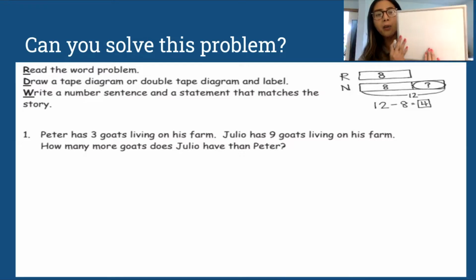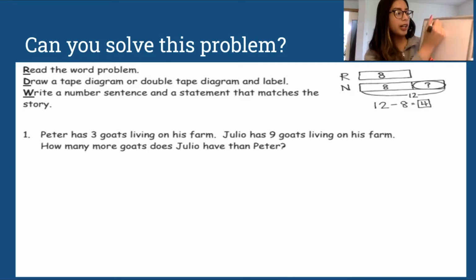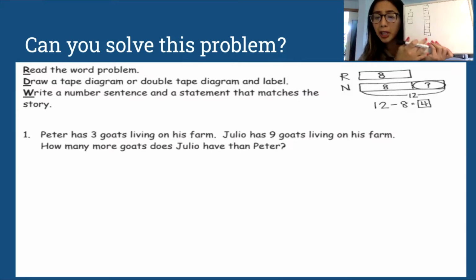So like this, if I want to show with cubes, Peter has 3 goats. I can draw 3 cubes and say, those are Peter's. And then if I wanted to show Julio's goats, it says Julio has 9 goats living on his farm. I could draw 9. So 1, 2, 3, 4, 5, 6, 7, 8, 9. So we can say these are Julio's. Clearly, these are not the same amount of goats. It looks like Julio has more.